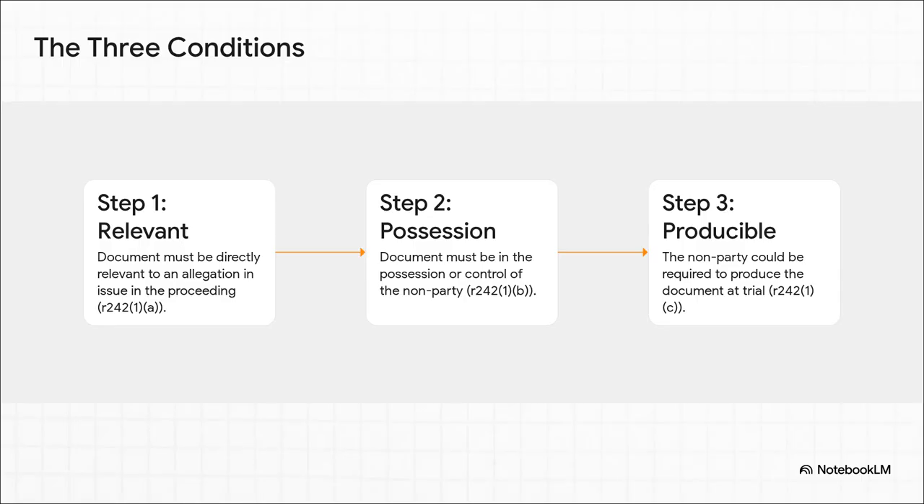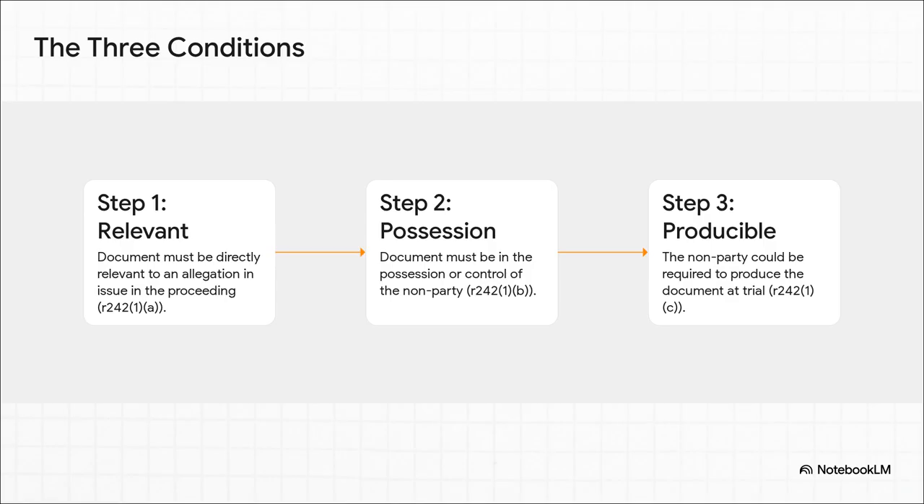Okay, here they are, the 3 absolute must-haves under Rule 242.1. First, under paragraph A, the document has to be directly relevant to an allegation that's actually in issue. Second, under paragraph B, it's got to be in the possession or under the control of the non-party you're targeting. Simple enough. And third, under paragraph C, it has to be a document they could be forced to produce at trial anyway. You've got to satisfy all 3.